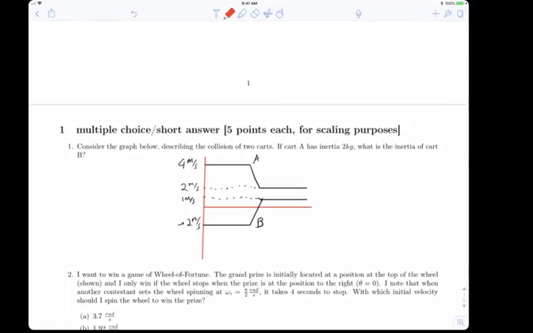Okay, consider the graph below describing the collisions of the two carts. If cart A has inertia 2 kilograms, what's the inertia of cart B?